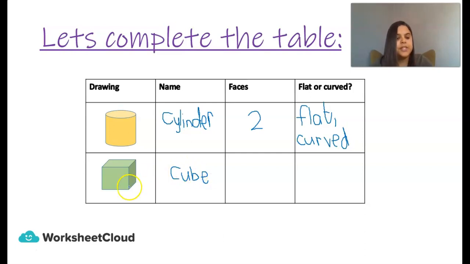And how many faces does a cube have? So there's 1, 2, 3 that we can see. But remember, it's a 3D shape, so that means there's a face on that side as well. So it's 1, 2, 3, 4. 1, 2, 3, 4, 5, 6 at the bottom. So it has 6 faces, and it's only flat.